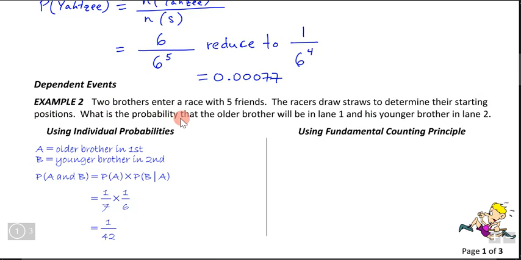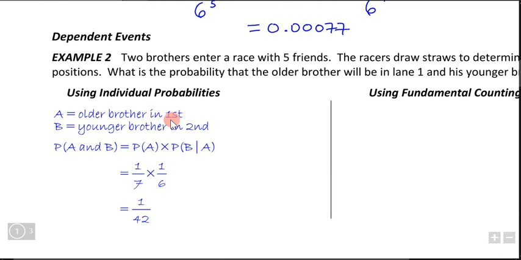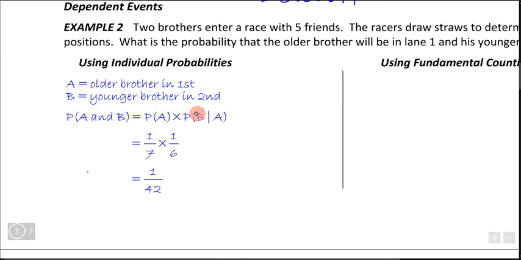What is the probability that the older brother will be in lane 1 and his younger brother will be in lane 2? In the old way of using individual probabilities, the first event is the older brother in the first position. The second event would be the younger brother in the second position, and you'd calculate their probabilities. The probability of the older brother being in the first position would be 1 out of 7. And the 7 comes from the fact that there are 2 brothers plus 5 friends.